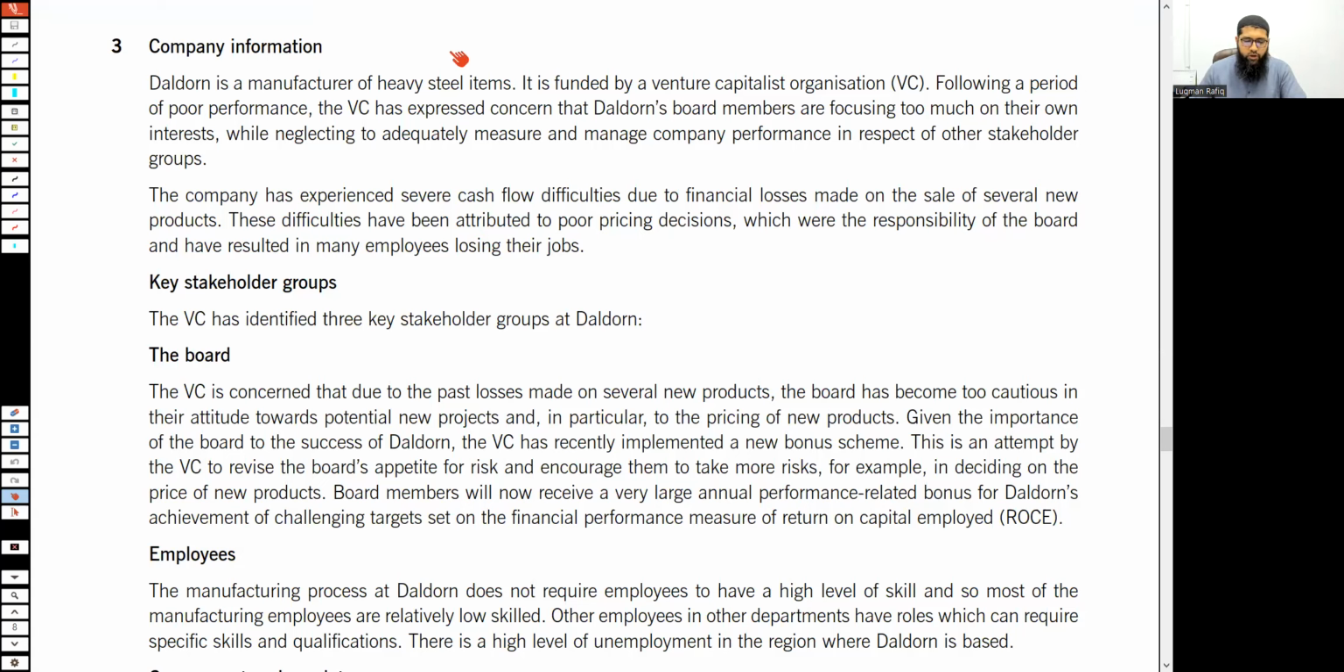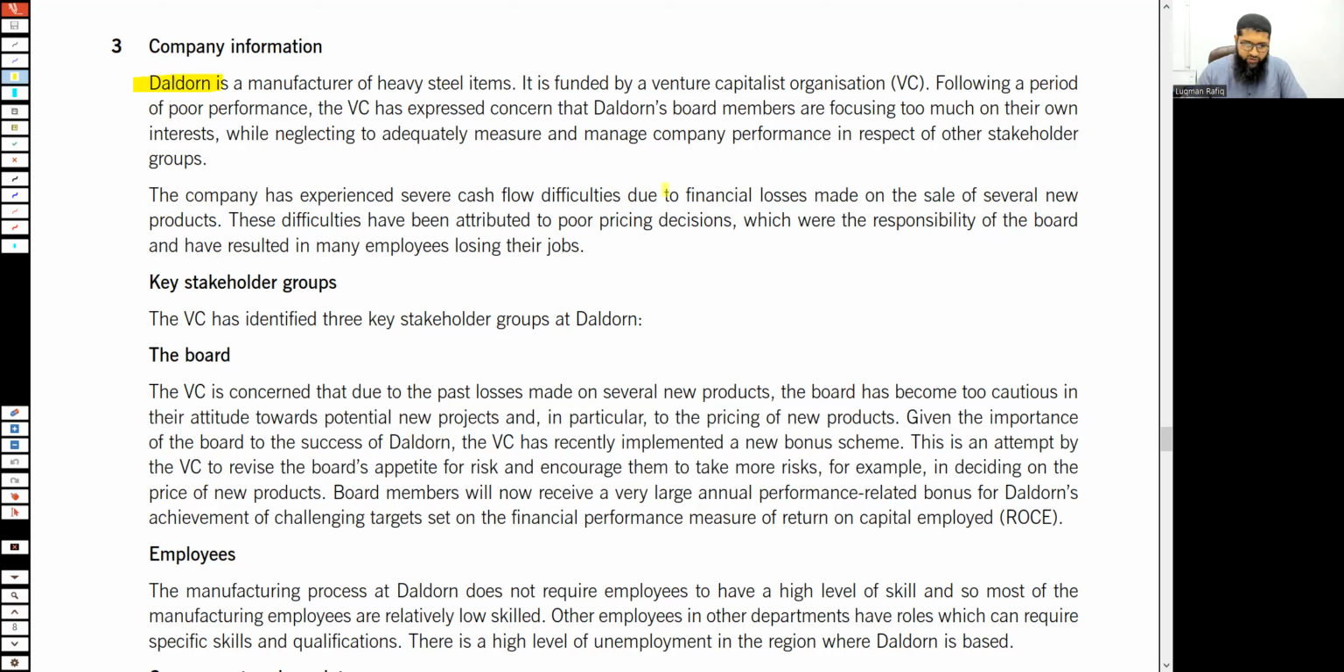Okay, guys. The first question I'm going to talk about is one of the past examination questions. It contains different areas of risk and uncertainty, different types of things, so I'm going to go about that. The name of the question is Deldorn Company.